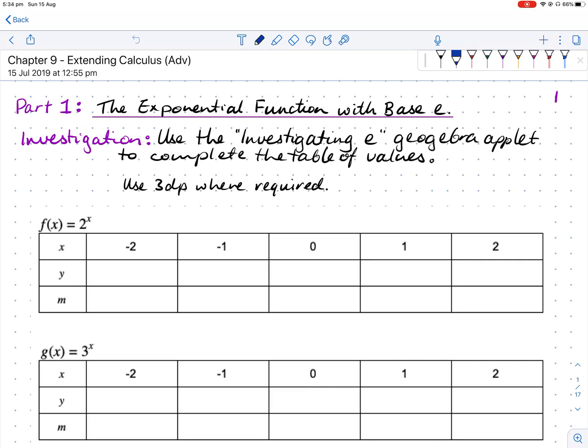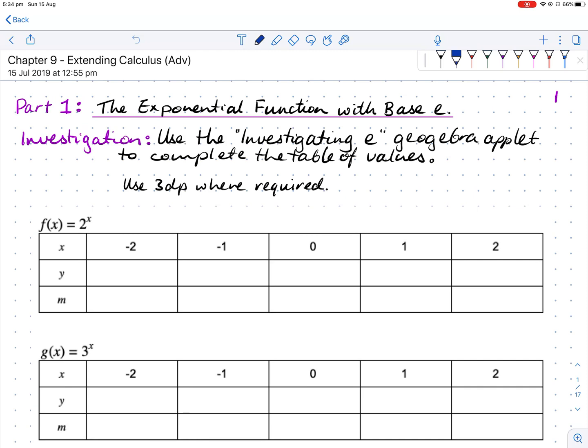So today we'll be starting our next chapter in our textbook, and this chapter is called Extending Calculus. So basically, we've looked at the basics behind differentiation. We know how to use the chain rule, the product rule, quotient rule, and we've explored a little bit about rates of change. But now we're going to start looking at calculus in terms of other types of functions. So, namely, we're going to be doing a little bit with exponentials and logarithms.